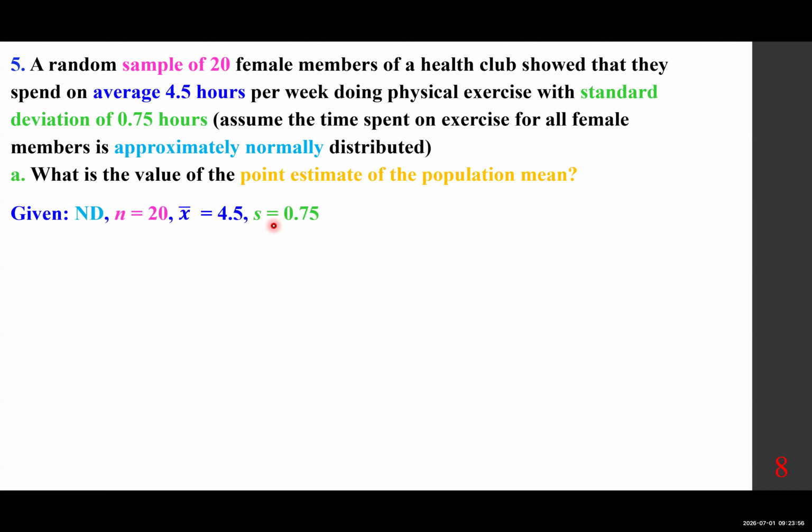Now, the reason they mention normally approximated, you can't assume that otherwise, because N is small and it has to be larger than 30 otherwise. If they don't mention that, you can't use normal distribution. So having said that, what is the point estimate? That means where would you begin for the population mean? You would begin with a sample mean. So point estimate of mu is X bar, which is 4.5 hours.